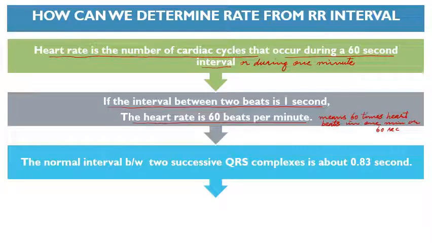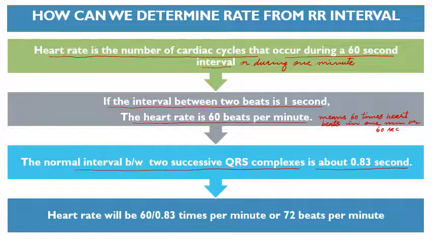The normal interval between two successive QRS complexes or RR intervals is about 0.83 seconds. Then we can calculate heart rate by dividing 60 by 0.83, and it gives heart rate of 72 beats per minute.